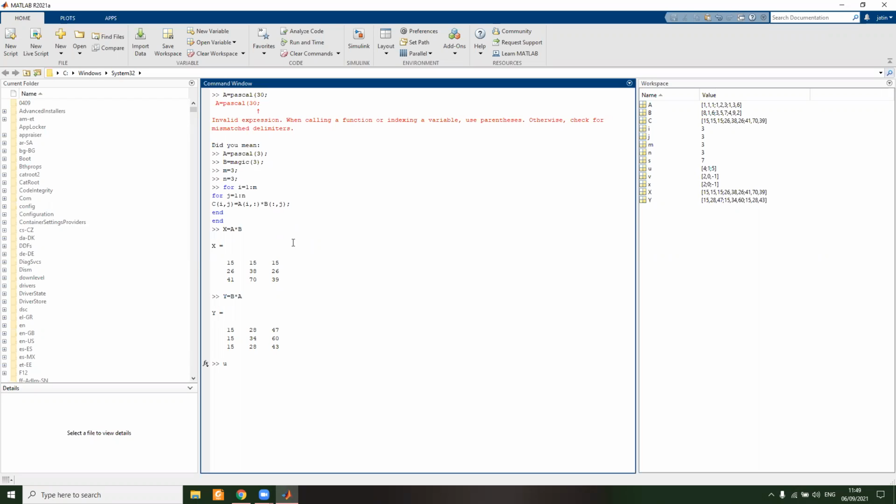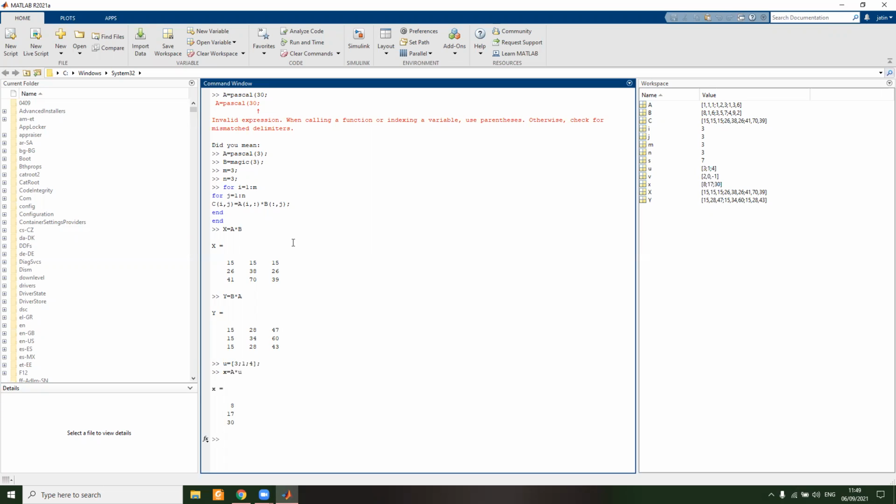So next we are writing u is equal to [3 1 4]. Right. So we close it. Now we are writing x is equal to a multiplied by u. So the answer should be, taking u as 3, 1, 4, the answer should appear 18, 17, 30.